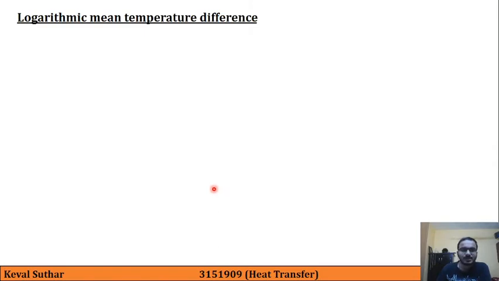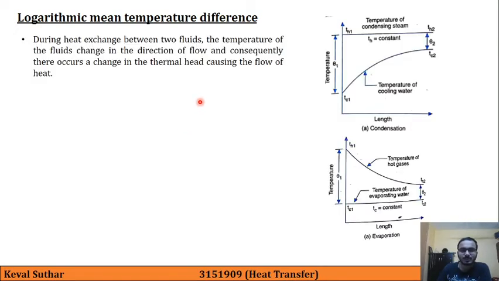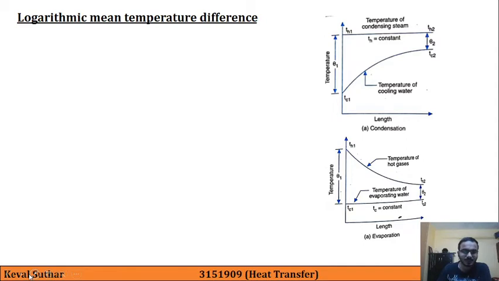Now we will begin our today's topic, that is logarithmic mean temperature difference. So first we need to focus on these two figures. In the previous lecture also these figures have been discussed, that in case of condensation process, the temperature of hot fluid remains constant. That is, over here the temperature of condensing steam remains constant, and here only phase change is happening. And on the other side, for the cold fluid, the temperature of cold fluid keeps on increasing as it passes through the heat exchanger.